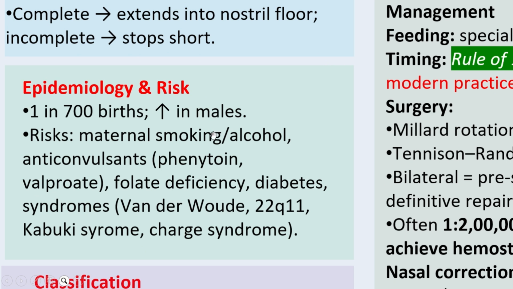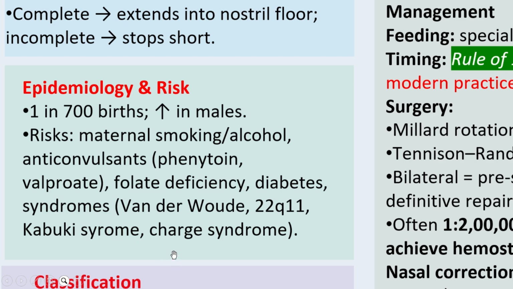And the risk factors include maternal smoking or alcohol, anticonvulsant therapy, that is phenytoin or valproate, deficiency of folate, diabetes. Then some syndromes have also been involved, and most of the time these cleft lip and cleft palate are going to occur in syndromic babies. So we have the Van der Woude syndrome, we have the Kabuki syndrome, then we have the Church syndrome.